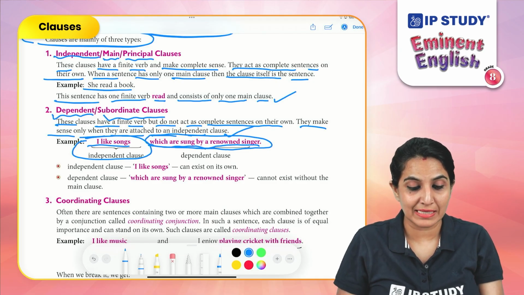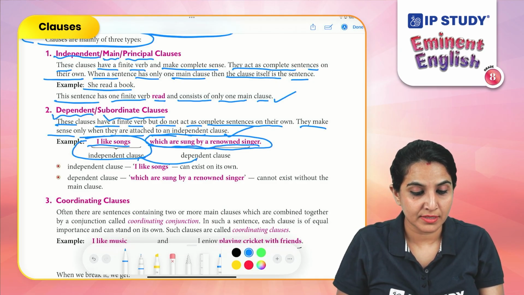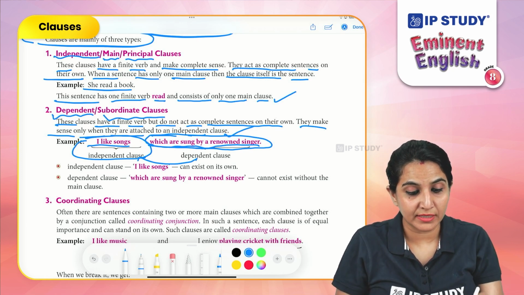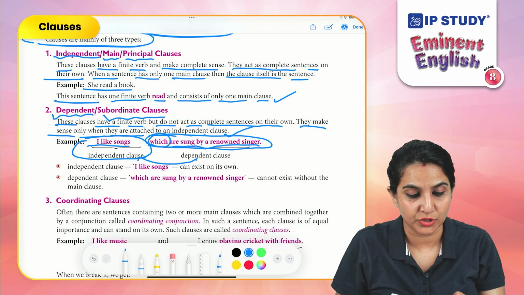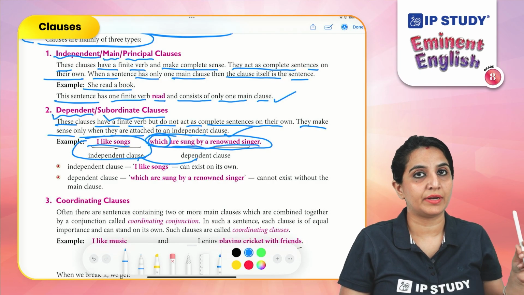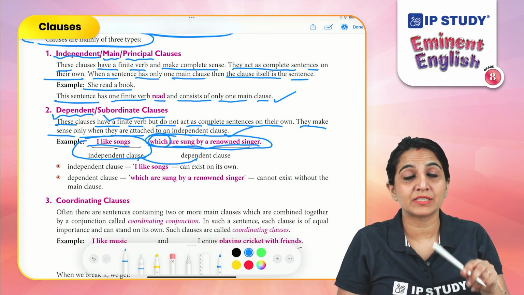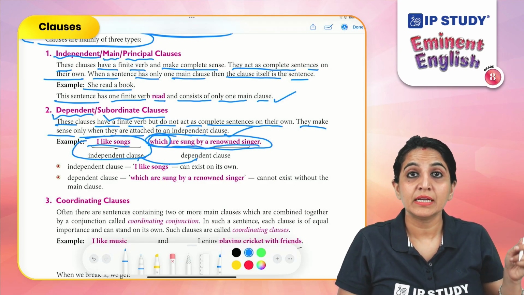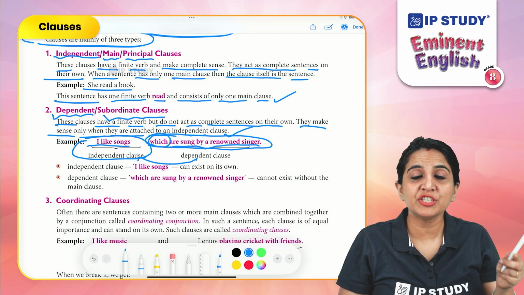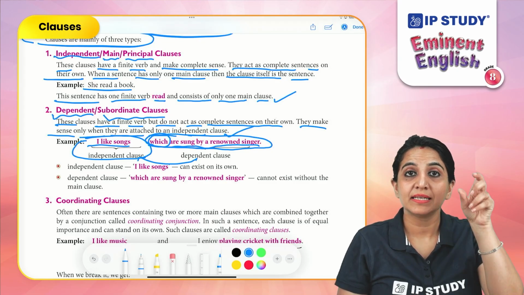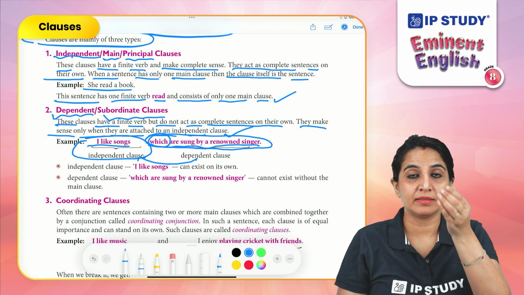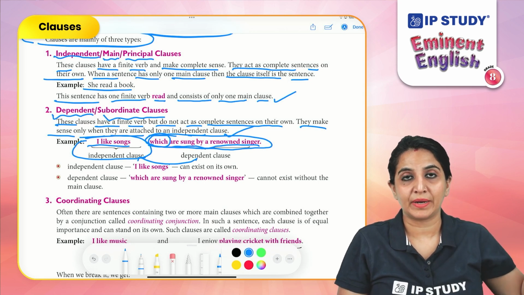Now, this clause is dependent on the independent clause, because here we have used the word which. That means I like songs. Which songs? Which are sung by a renowned singer. Similarly, as we quoted an example earlier, she has a book, she reads it daily. She has a book which she reads daily. That means by using the word which, we are making the clause dependent on the independent clause.